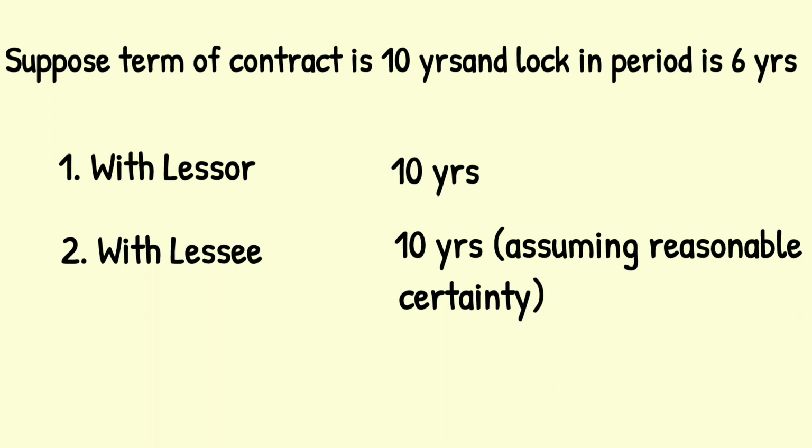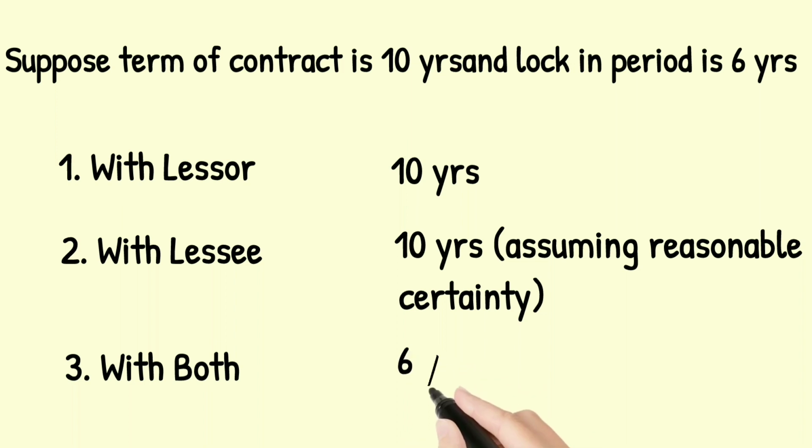But if we assume the other way, then the lease term will be 6 years. And the third case, where the termination option is available to both the lessor and the lessee. In this case, the lease term will be considered as 6 years only if there is insignificant penalty on termination. This is because after the 6th year, either of the parties can terminate the lease without the consent of the other party.